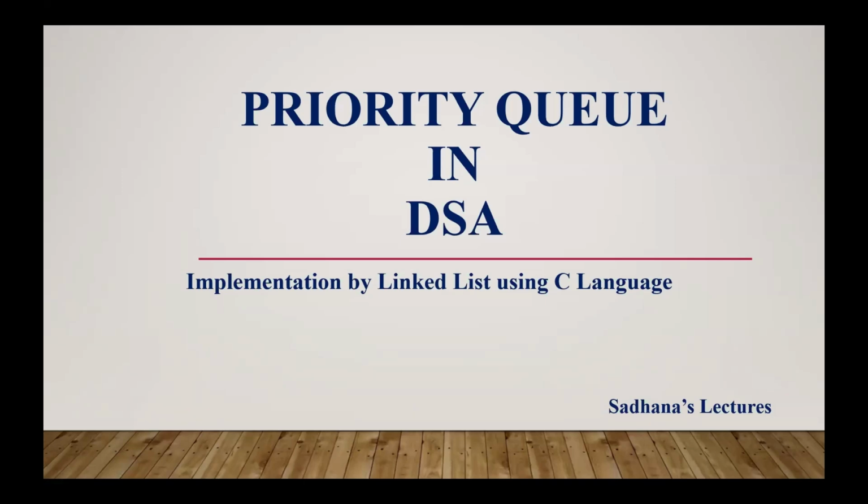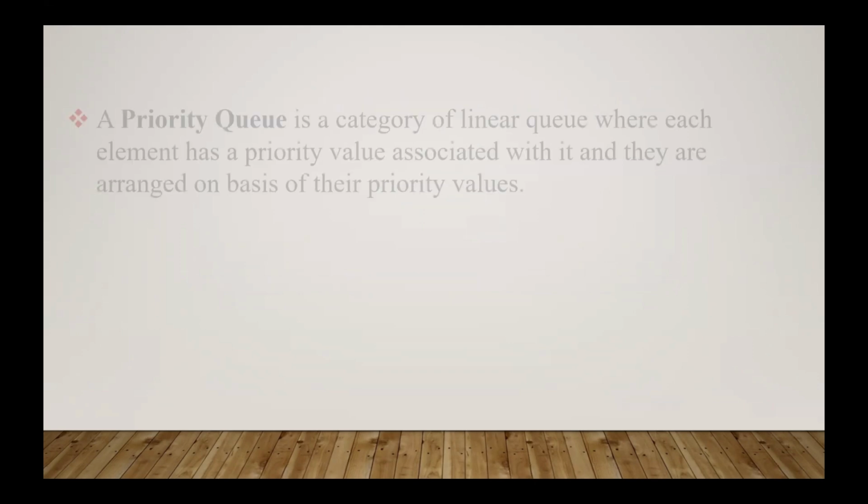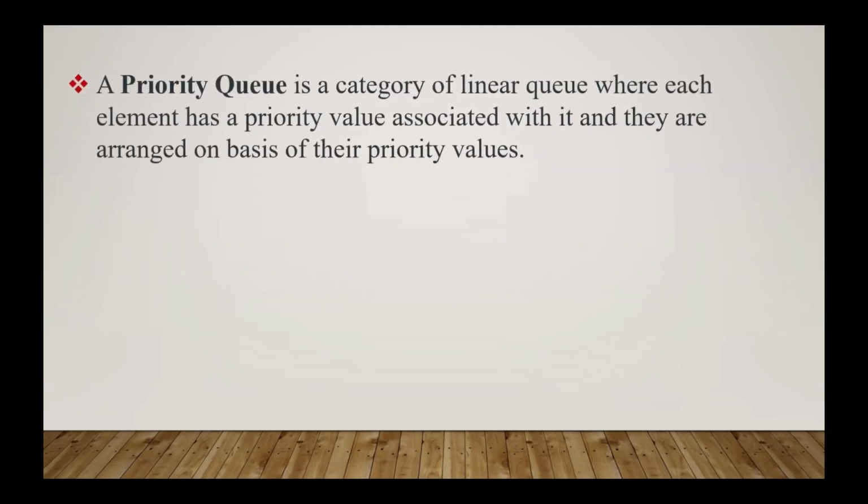Today we are going to learn the priority queue, which is a special category of a queue. First we have to understand it, and we will also implement it in the C language with the help of a linked list. The priority queue is a category of linear queue where each element is associated with a priority value. It means we are not going to store only the information. Data is associated with some priority value, and elements are arranged on the basis of priority value. The element with the high priority value is going to be deleted first.